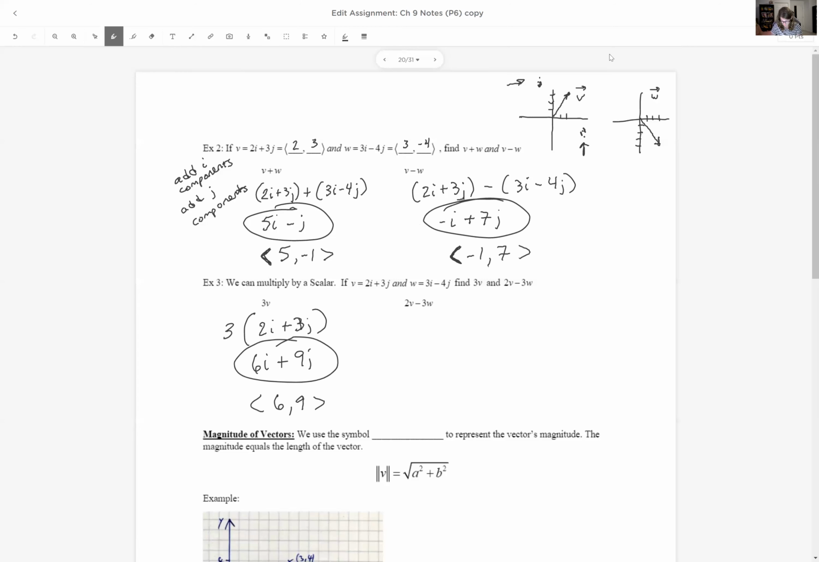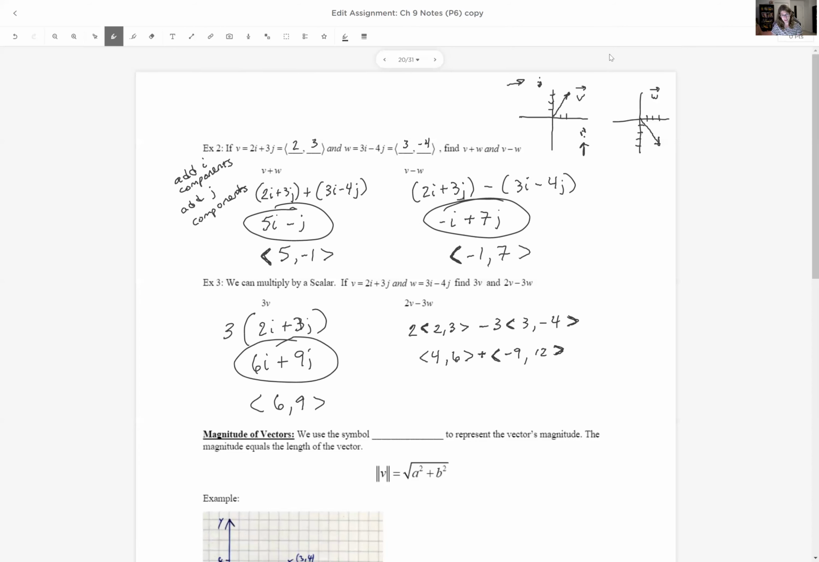And then putting everything together, 2v minus 3w. It's a little bit of work going on here. I'll write bracket notation through the work for this one. So 2 times 2 comma 3 minus 3 times 3 comma negative 4. I'm going to take 2, multiply that into our first vector. So that would be 4 comma 6. I'll multiply the negative 3 and turn this into addition so I don't mess up on any signs. Negative 3 times 3 is negative 9. Negative 3 times negative 4 is 12.